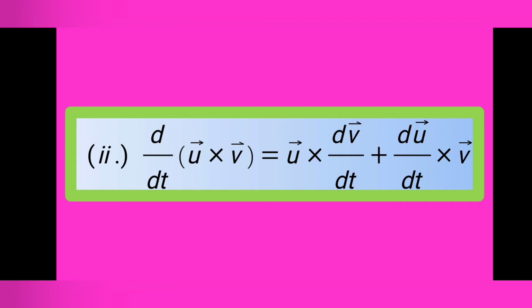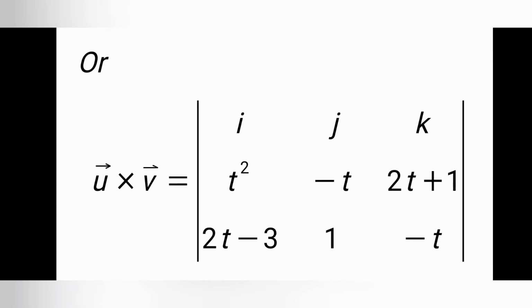The derivative of u cross v can be gotten by the rule d/dt of u cross v equal to u cross dv/dt plus du/dt cross v. Or we can find u cross v and then find its derivative. To find u cross v, we simply need to find the determinant of a 3 by 3 matrix that is formed with the components of u and v in the ijk direction.